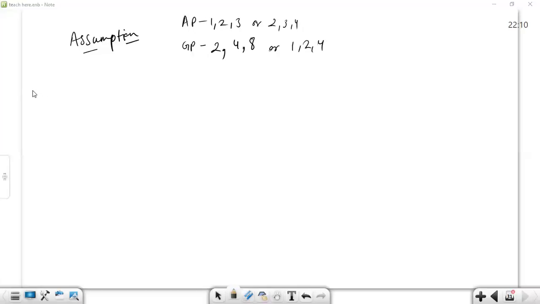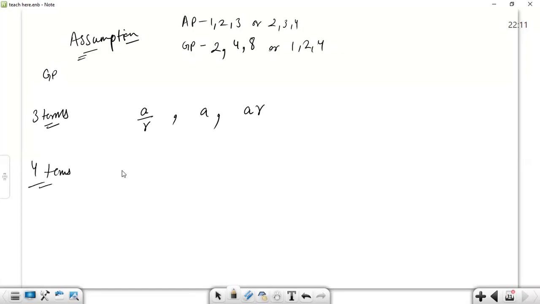What if we have to assume some terms in GP, let's say 3 terms? For assuming 3 terms, simply assume one term as a by r, another one as a, another one as ar. Notice what happens here: if we take the product of all these 3 terms, the product will be a cube and r will be cancelled. That's why we are conveniently doing so.